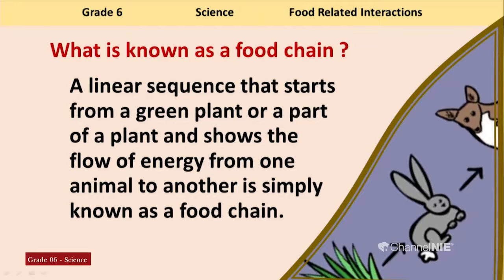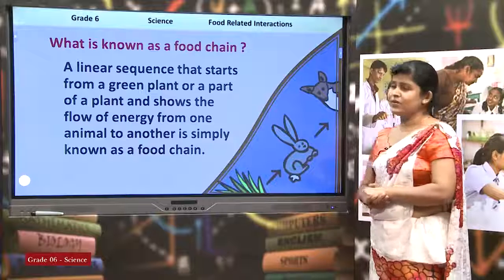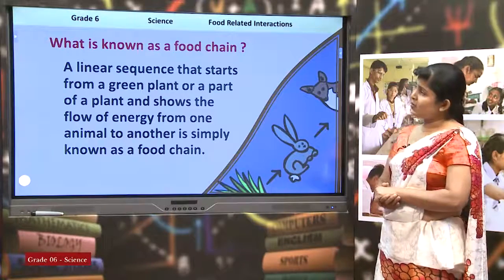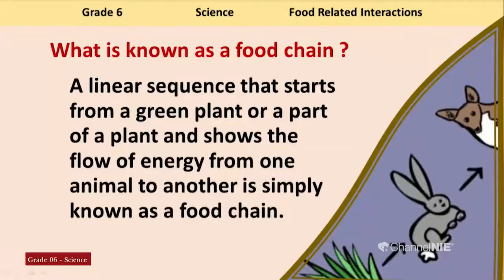It's better if you can take this down. I'm sure that you have got your writing books in your hand. Once again, let's read it. What is known as a food chain? A linear sequence that starts from a green plant or a part of a plant and shows the flow of energy from one animal to another is simply known as a food chain.